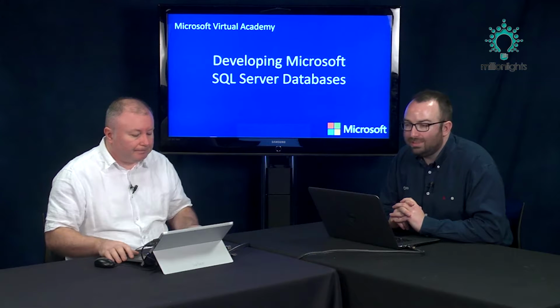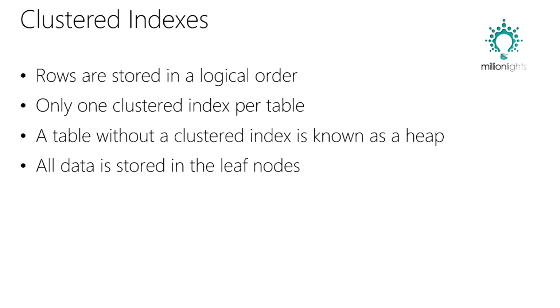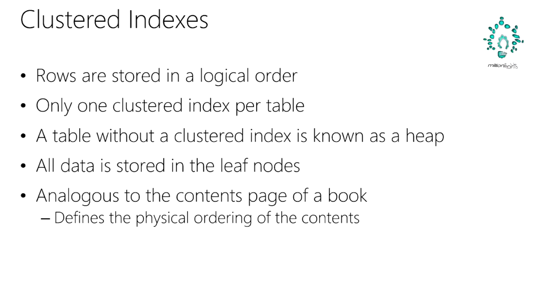Okay. So all data is stored in what we call leaf nodes, and we'll reference this a couple of times when we look at the structures later on in this module. And a clustered index, a good analogy that I like to think of, is the contents page of a book. You pick up a book and look at the contents page, and that defines the actual order of the information within the book. So it's effectively the physical ordering of the data within the book.